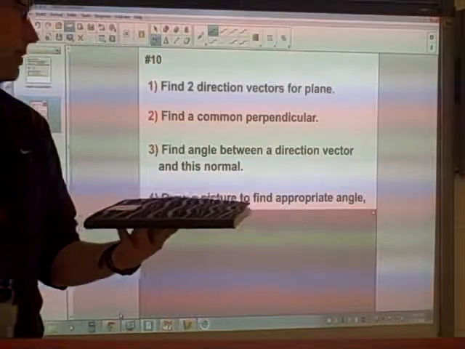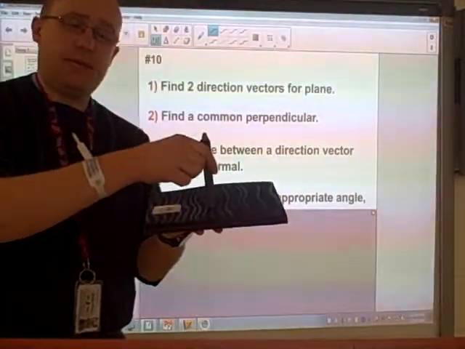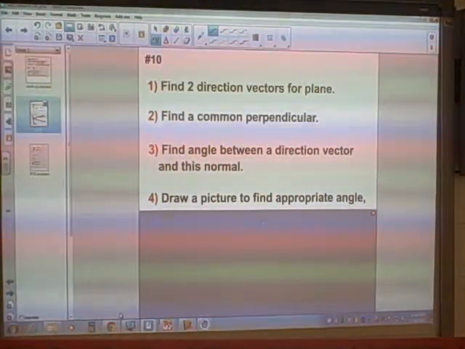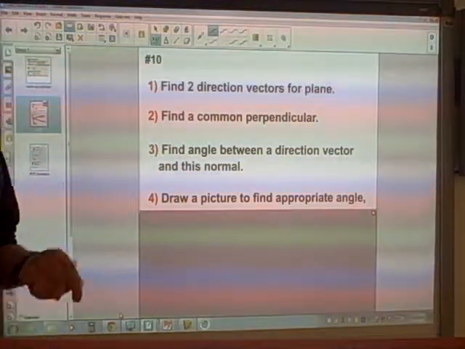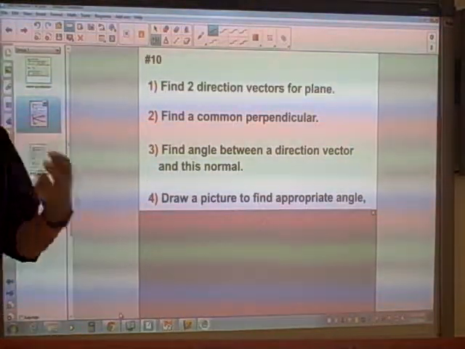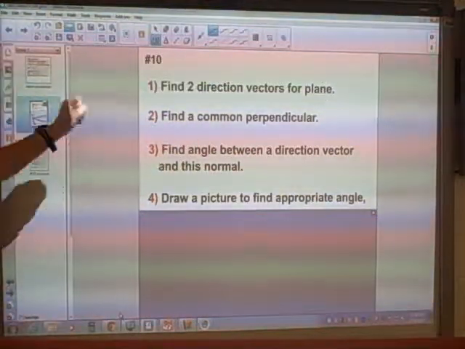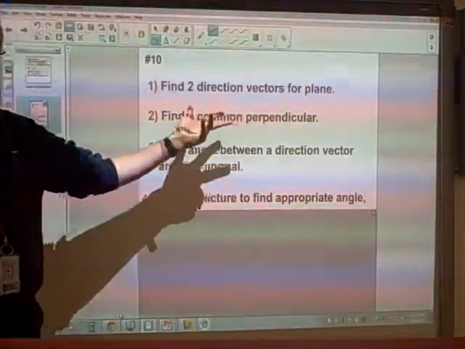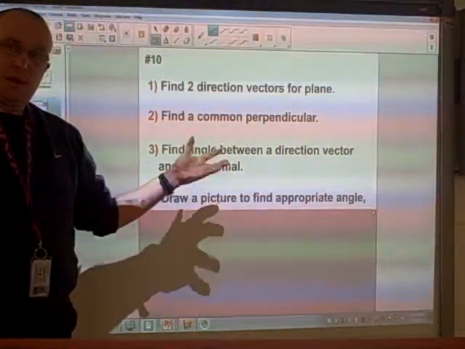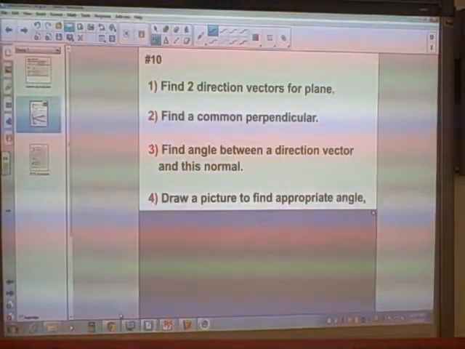And the other thing we've looked at with regards to planes is how we find a normal to a plane. Now the key thing about a normal is that it's actually a vector. So as we know how to find the angle between vectors, we're not going to find the angle between a plane and a vector directly. We're going to find the angle between a vector and a vector, and then use that to help us. So we're going to find two direction vectors that lie on the plane. We're going to find a common perpendicular, which is a skill we learned in a previous lesson. Then we're going to find the angle between the direction vector and this normal, and then we're going to use that answer to help us find out what the correct angle is for this question.